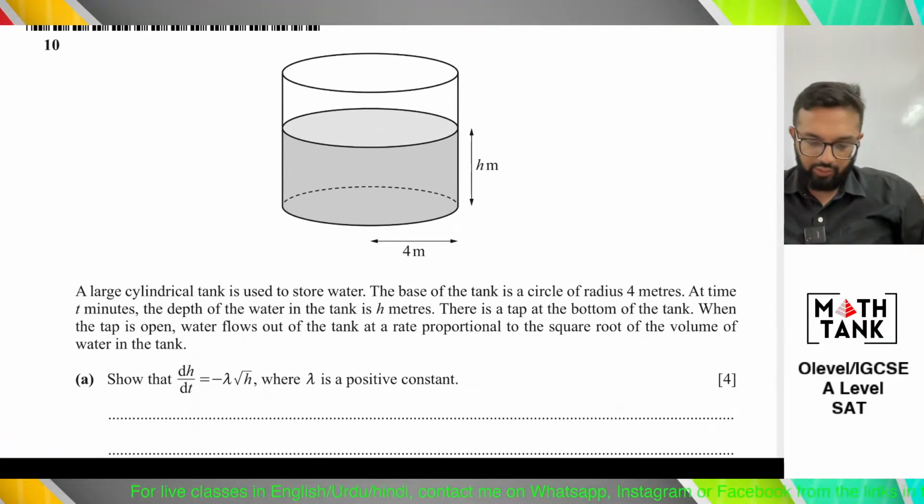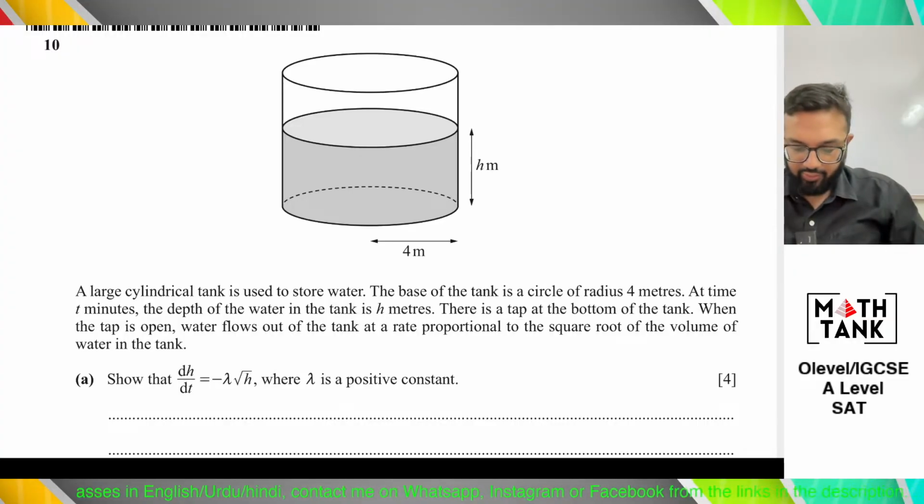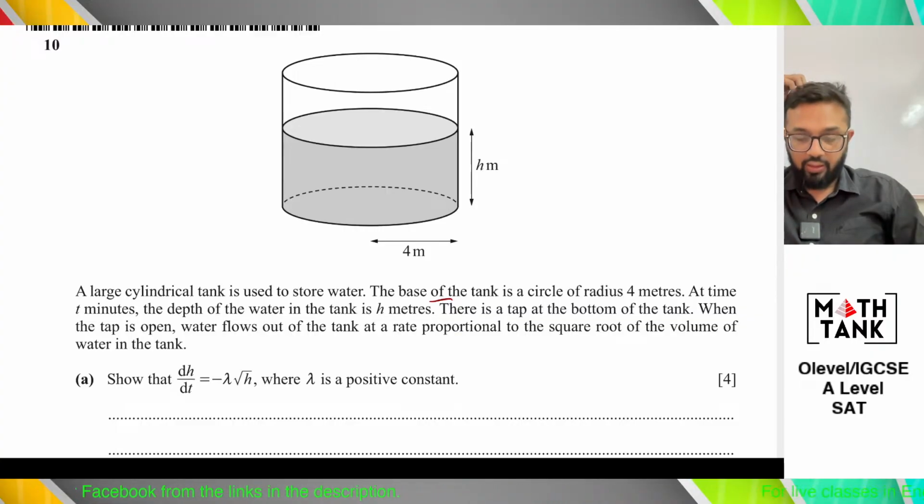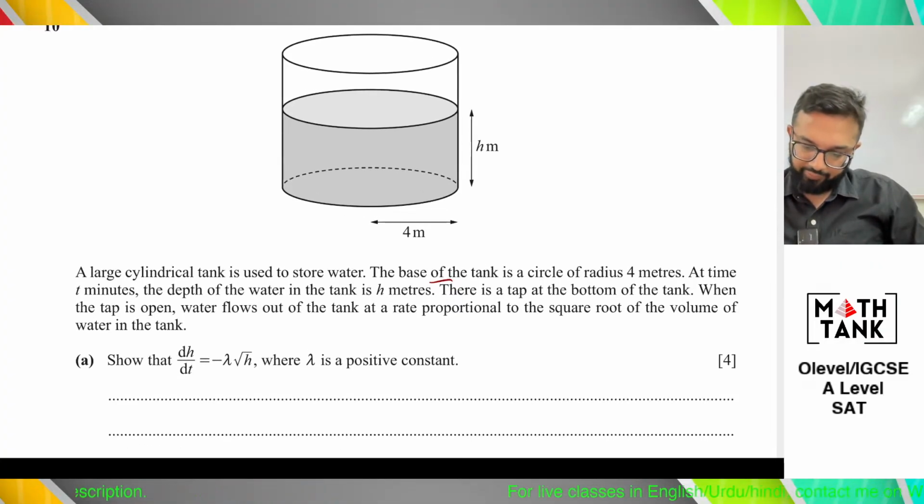Last question, differential equations. Question number 10. It says a large cylindrical tank is used to store water. The base of the tank is a circle of radius 4 meters. At time t minutes, the depth of the water in the tank is h meters. There's a tap at the bottom of the tank. When the tap is open, water flows out of the tank at a rate proportional to the square root of the volume of water in the tank. Okay.